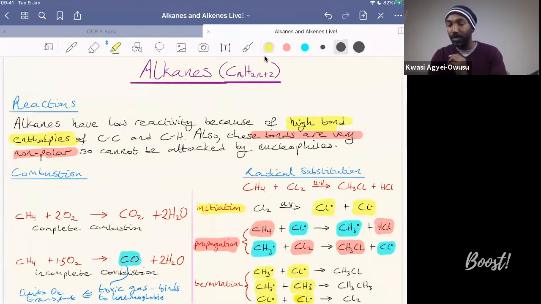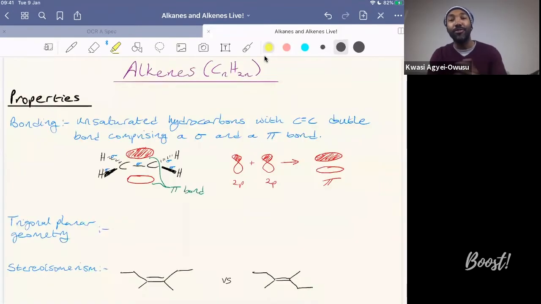Now, we're going to move on to alkenes, and we're going to be contrasting alkenes and the bonding and reactions with what we've seen with alkanes. Okay, so if we move on to alkenes again, you've got the general formula here, CnH2n, in contrast to the alkanes, which we had as CnH2n plus 2.